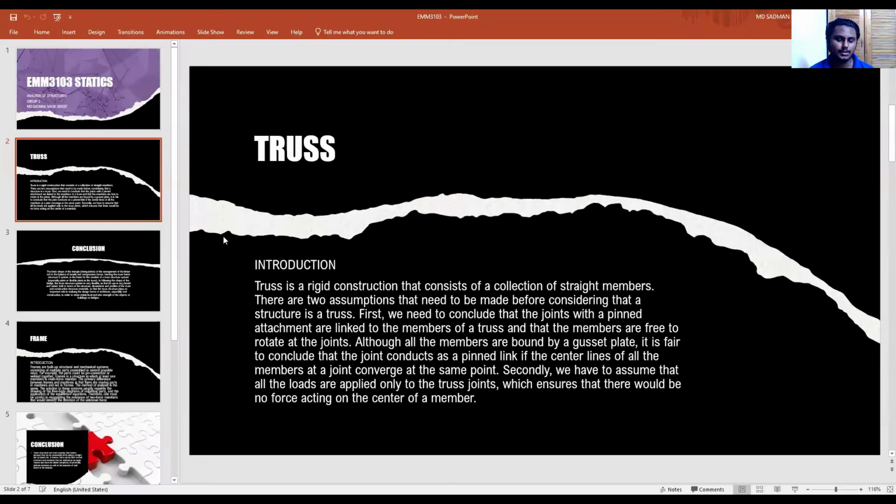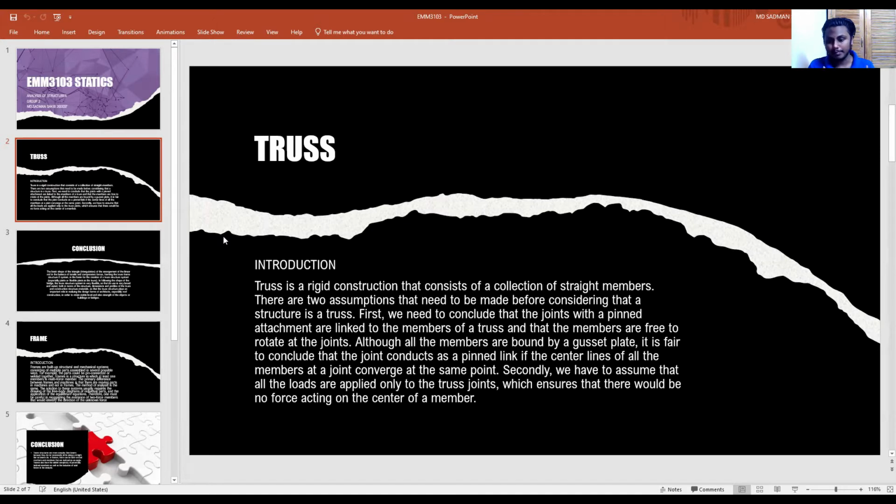Now I'm going to give an introduction on truss system. A truss is a rigid construction that consists of a collection of discrete members. There are two assumptions that need to be made before considering that a structure is a truss. First, we need to conclude that the joints with an attachment are linked to the members of a truss and that the members are free to rotate at the joint.